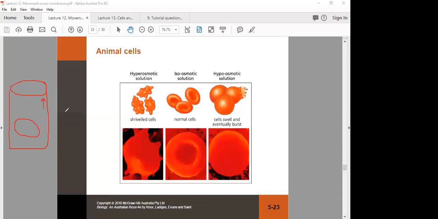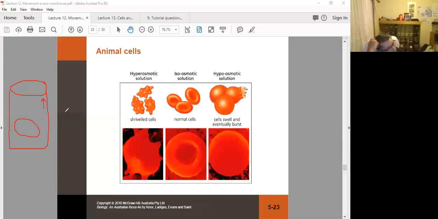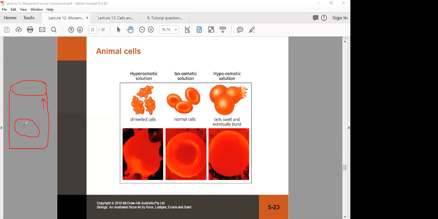In which direction will water move? It will leave the cell. Water will move from inside the cell to outside the cell. So it's moving from high water potential, that is high free energy of water, inside, to lower free energy of water outside. Or, of course, you can look at it another way: water will move from low solute concentration to high solute concentration. So what happens to the cell when it loses water? It will shrivel up, as you can see here.